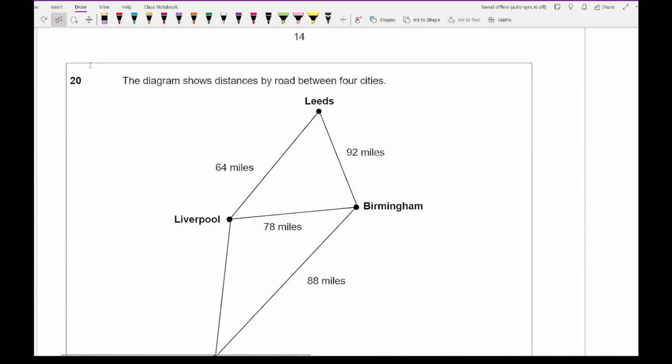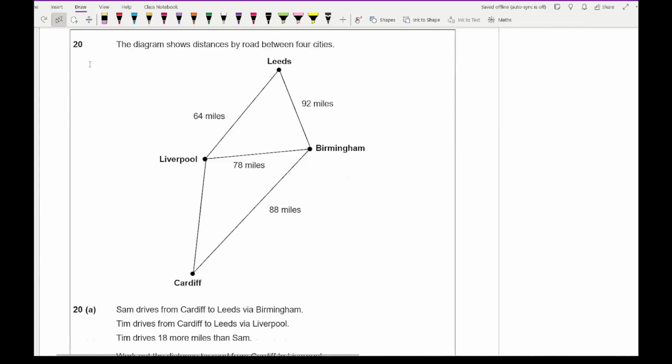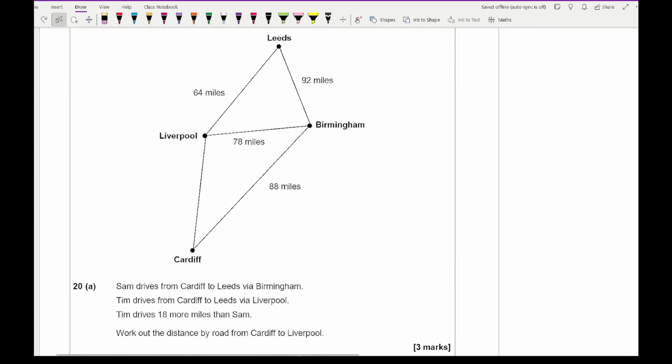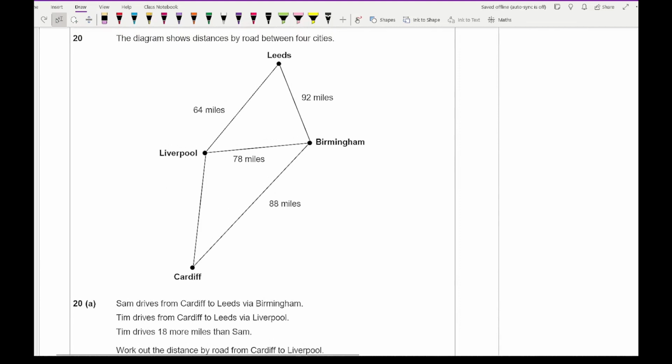Moving on to question 20, let me just zoom out so we can actually see the question on the screen. So it says that a diagram shows distances by road for cities. Sam drives from Cardiff to Leeds via Birmingham, and Tim drives, so let's just highlight this. So Sam goes from Cardiff to Leeds via Birmingham, so he's going to go this route. And Tim drives from Cardiff to Leeds, via Liverpool. So he's going in this route here.